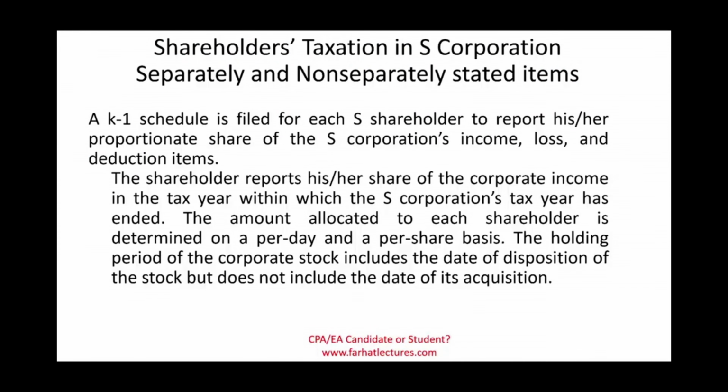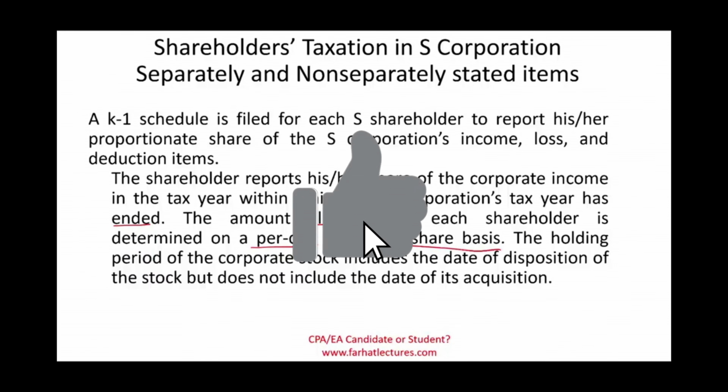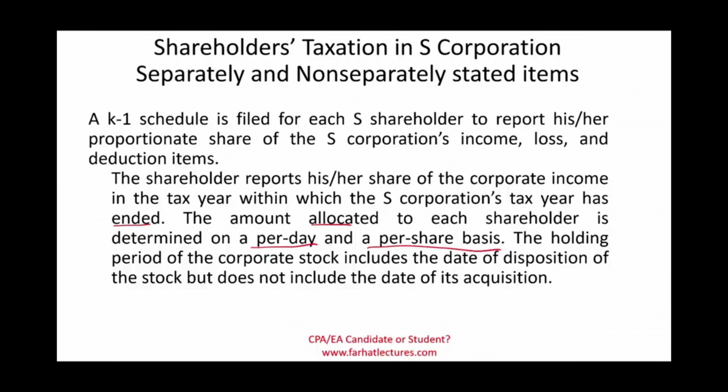The shareholder, such as myself, would report his or her share of corporate income as of the end of the year. The amount allocated to each shareholder is determined on a per day and a per share basis. So the holding period of the corporate stock includes the date of disposition of the stock, but does not include the date of acquisition. What does that mean? Simply put, if I take this 30,000, I own 50%, and I owned those stocks for only 90 out of 365 days, I have to prorate the time if that's the case.